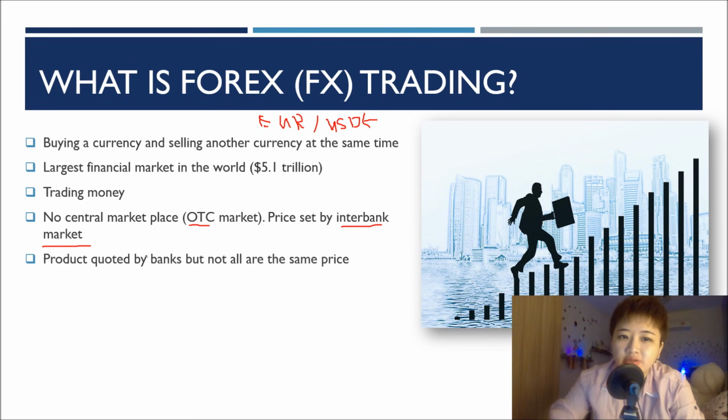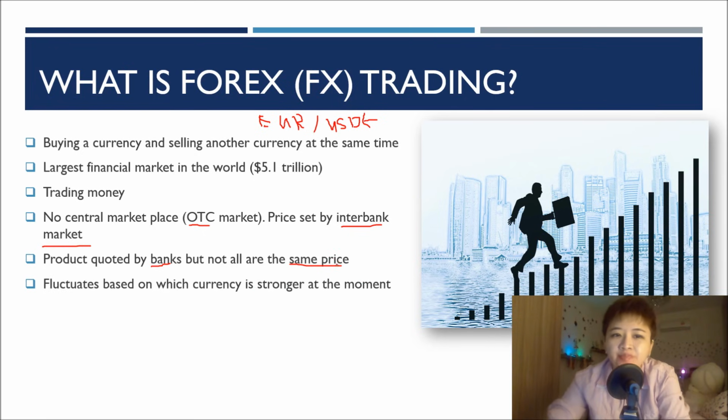And the product is quoted by banks. That's why when you are with different brokers, you realize that, hey, my euro dollar is at a different price as compared to another broker, because different brokers also quote you different prices. But don't worry too much about the price difference, because chances are it's not going to vary too much, like 100 pips, 200 pips. That's just crazy, okay? And it fluctuates based on which currency is stronger at the moment.